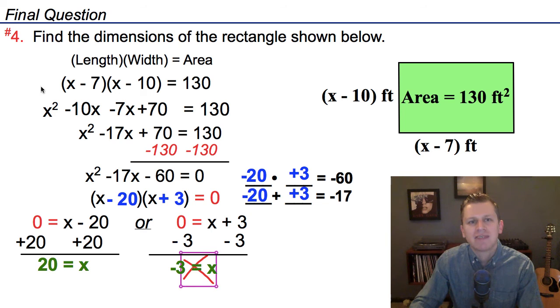Reject the negative x value. And finally, find the dimensions by plugging the positive x value into the original expressions. 20 minus 10 will give us a dimension of 10. 20 minus 7 will give us a dimension of 13. And of course, 10 times 13 is 130 feet squared.